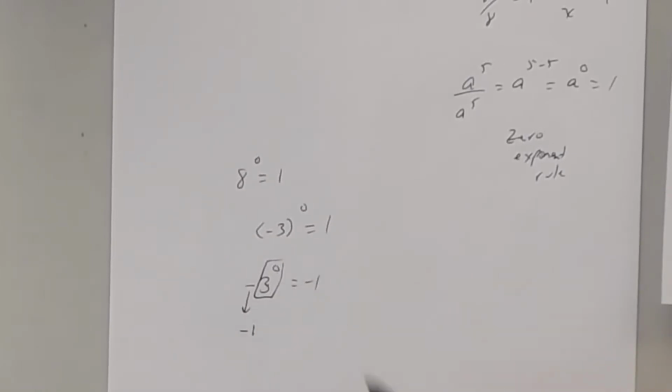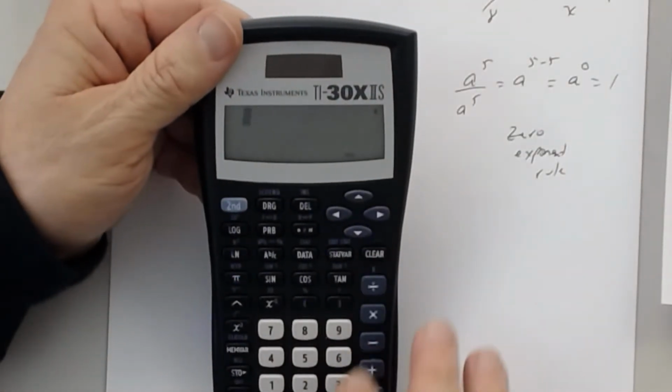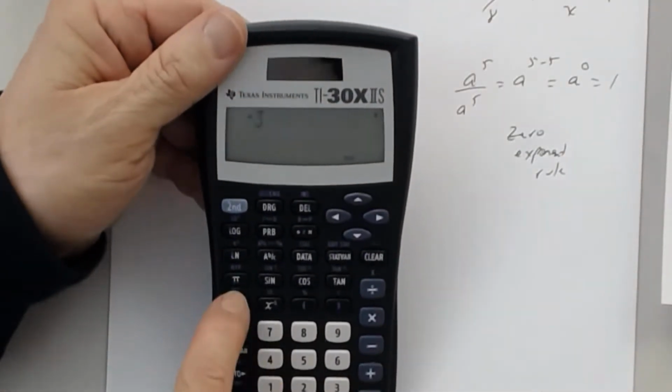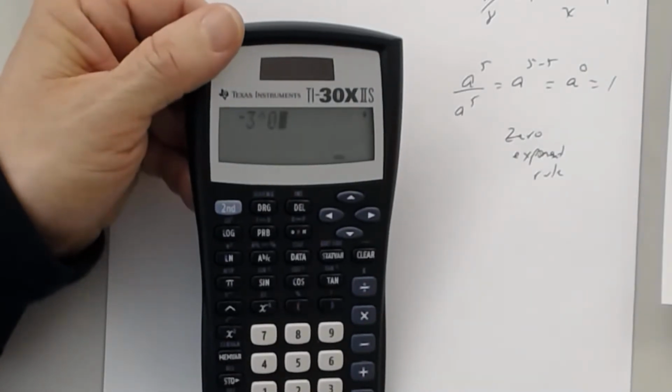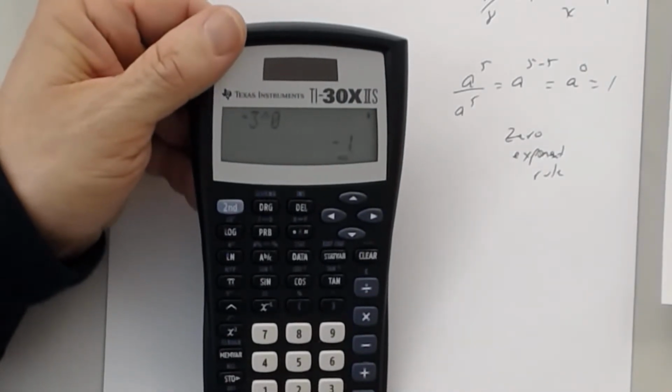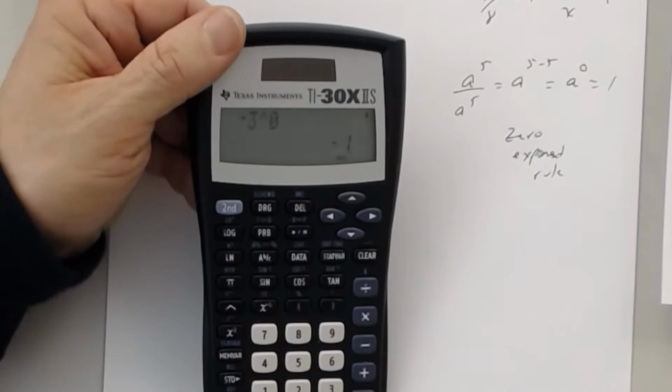So this becomes the what? Negative 1. And if you put that in your calculator, notice no parentheses, right? So in your calculator, look, you get negative 3 raised to the 0. So notice no parentheses. When I press equal, I get a negative 1.